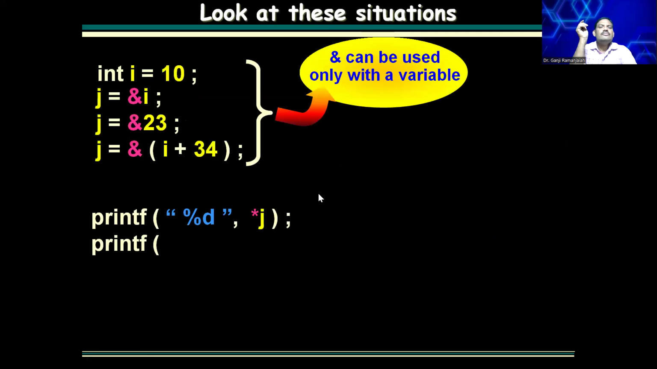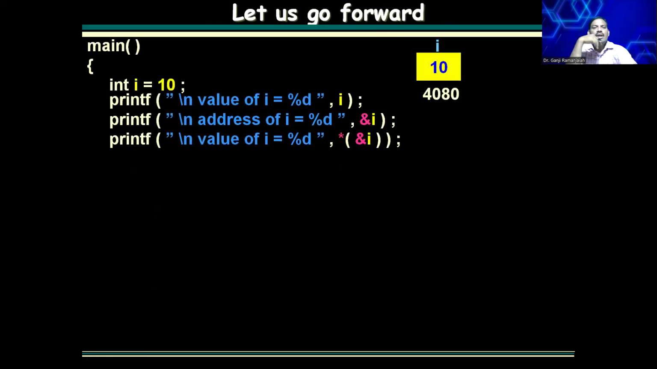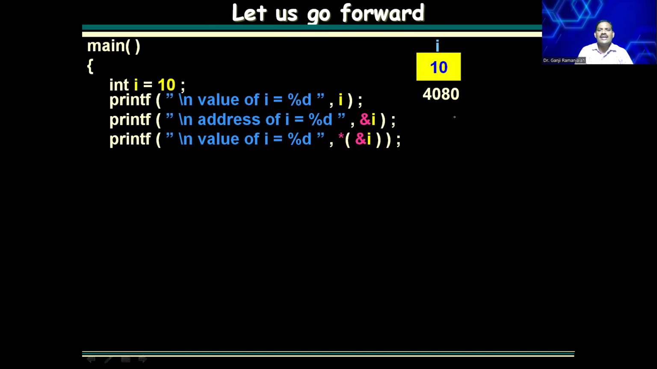Next, you can have one more example. Integer i is equal to 10. So a separate memory location will be allocated. This is i.